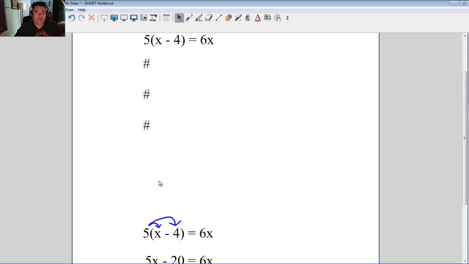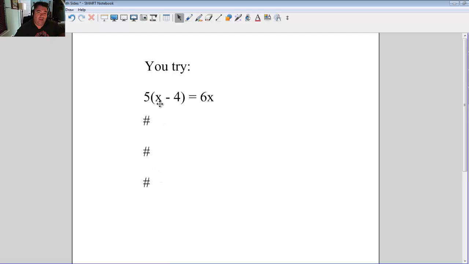yeah. So let's plug negative 20 in to be sure. Negative 20 minus 4 makes negative 24, and negative 24 times 5, let's see, I get negative 120, and 6 times negative 20 is also negative 120, so I'm okay.